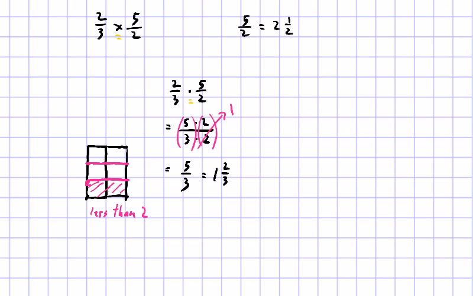Now we had said that the answer should be a little less than 2. Well, 1 and 2/3 is exactly 1/3 less than 2. So that corresponds pretty nicely with our visual image. Let's try one more. That last one worked out nicely because the 2's divided out very well. So let's take 3/2 times 5/2.